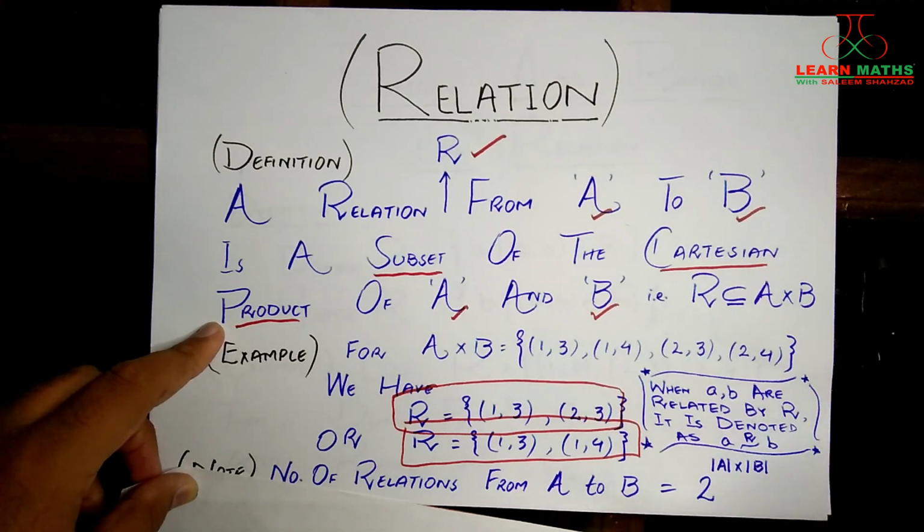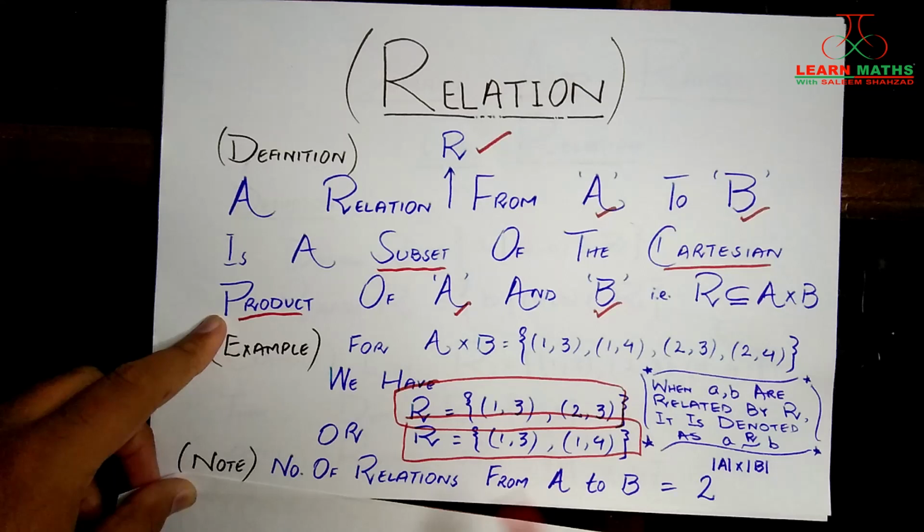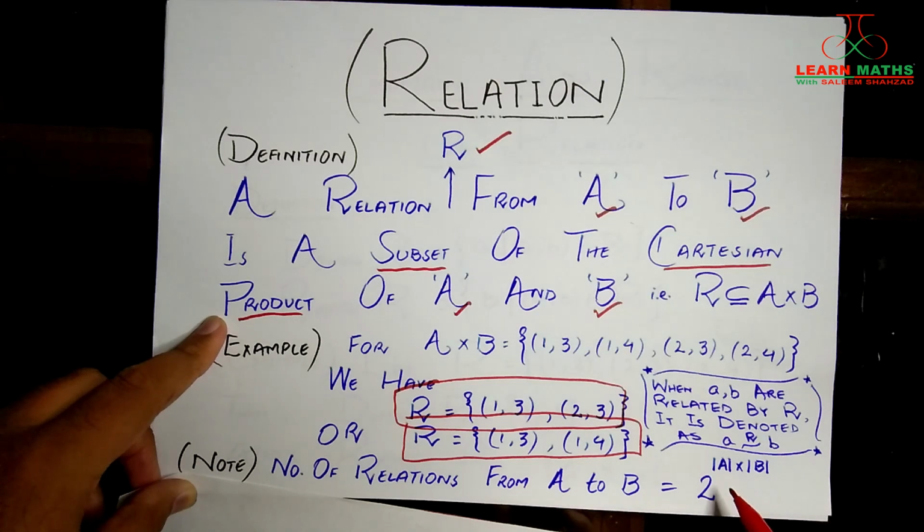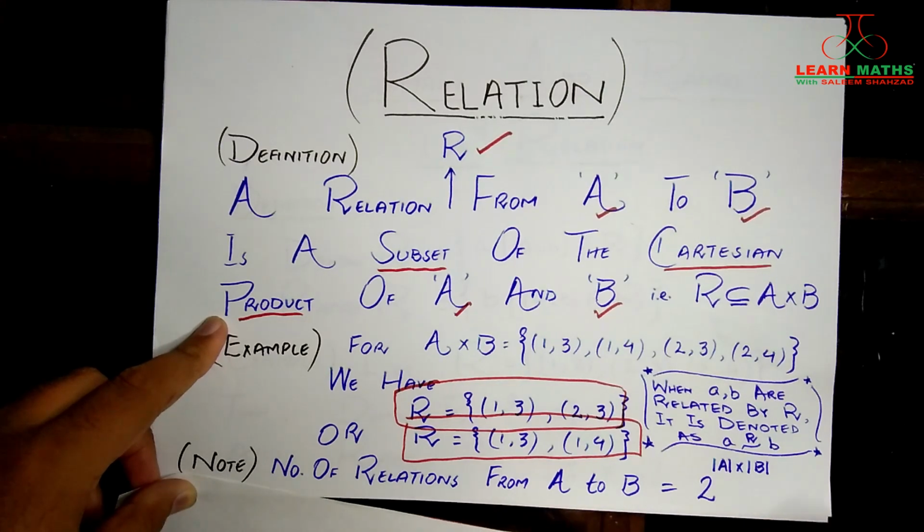There might be many of them, and precisely speaking, how many of them? The number of possible relations from a set A to a set B is 2 to the power of the product of the cardinality of A and B. So this is the formula by which we can find how many possible relations exist.